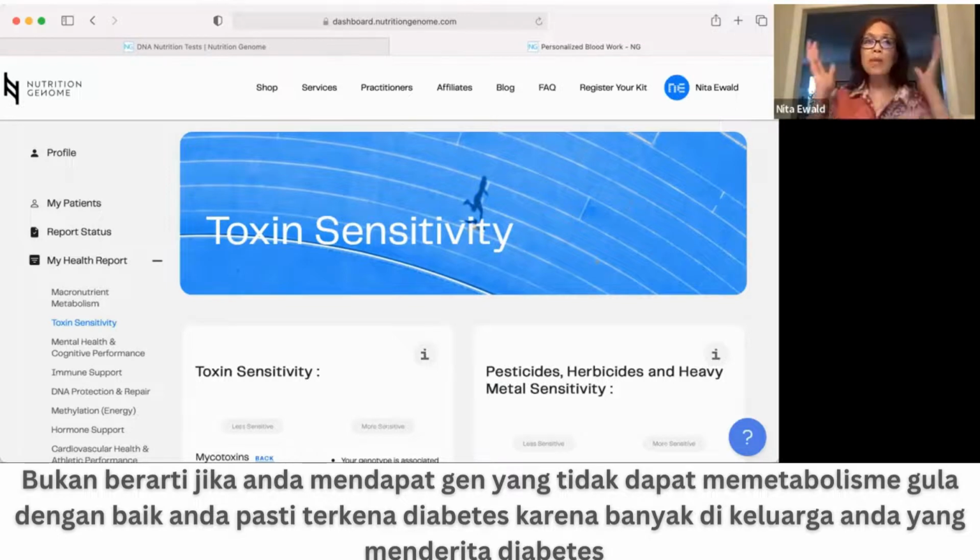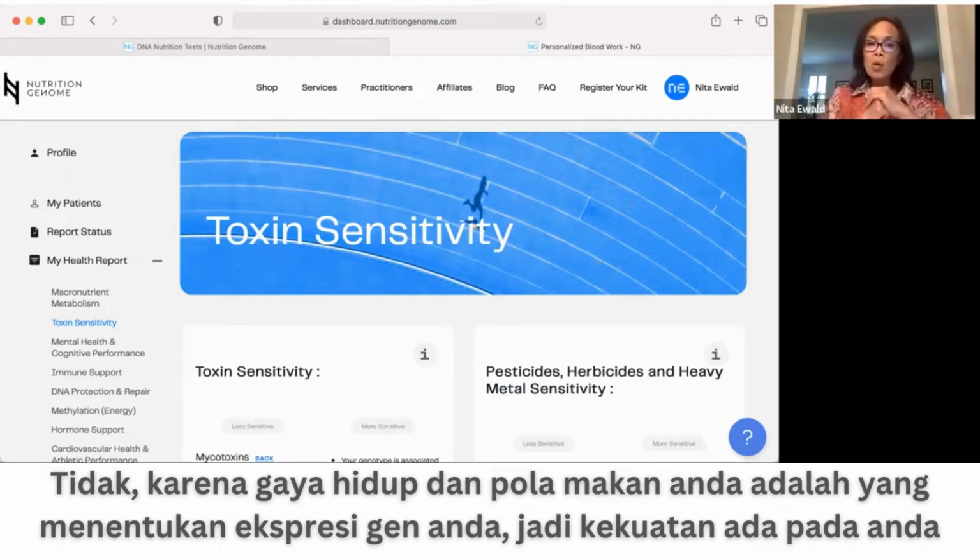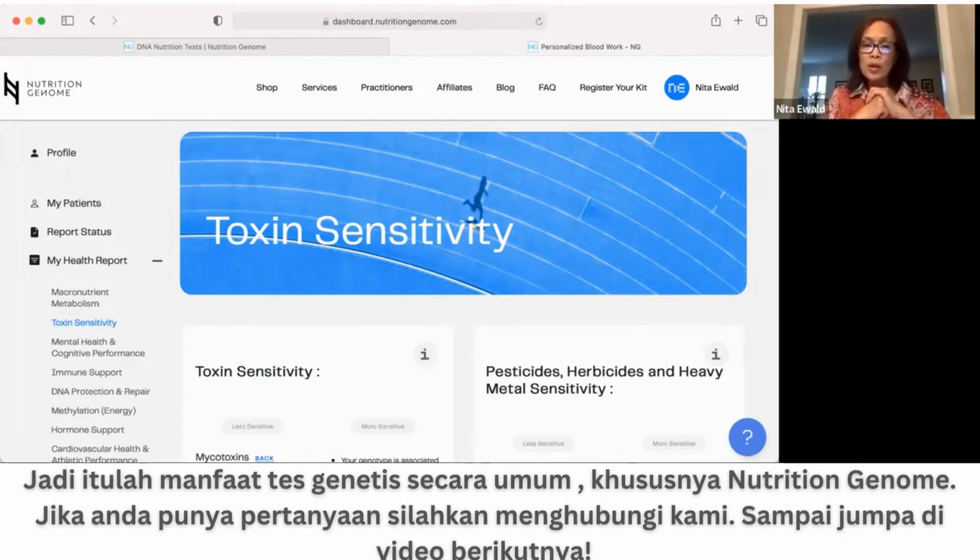It doesn't mean that, oh man, I have inherited genes from my parents that are not able to metabolize sugar really well, I'm going to be diabetic, diabetes runs in my family. No, your lifestyle will determine the expression of the gene. So the power is in you. So this is the advantage of nutrition or genetic tests in general, nutrigenomics in particular.